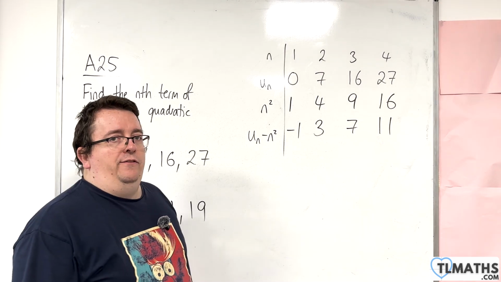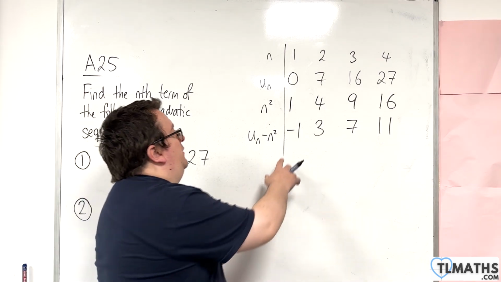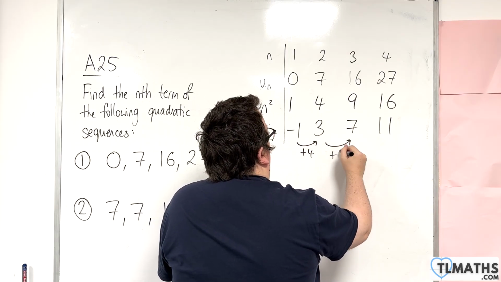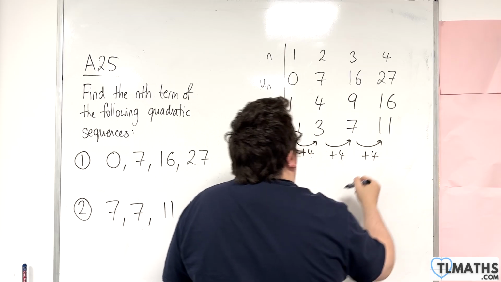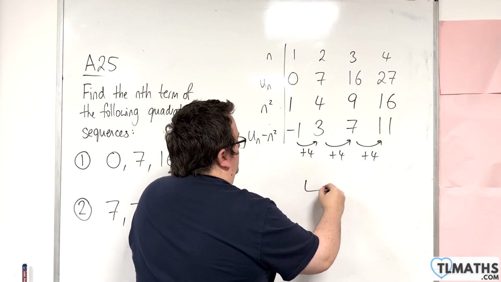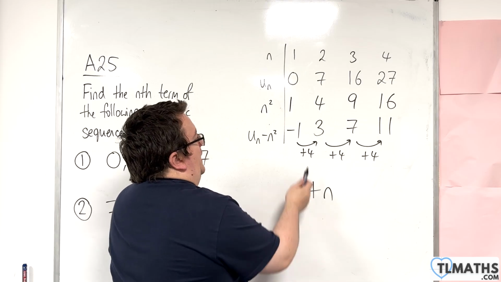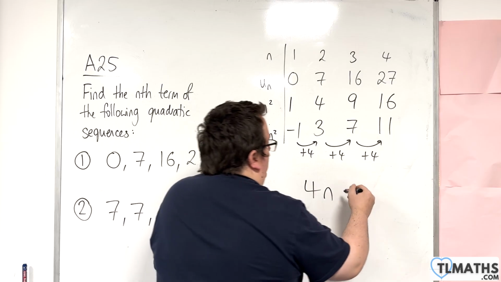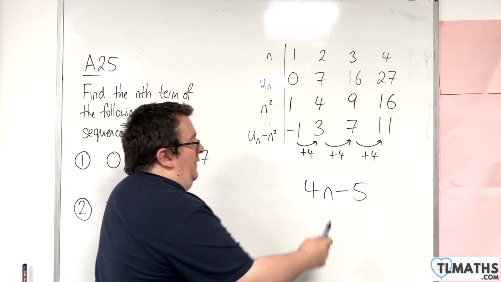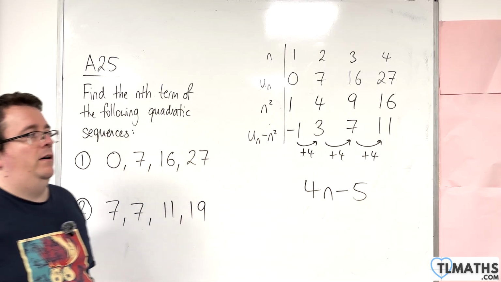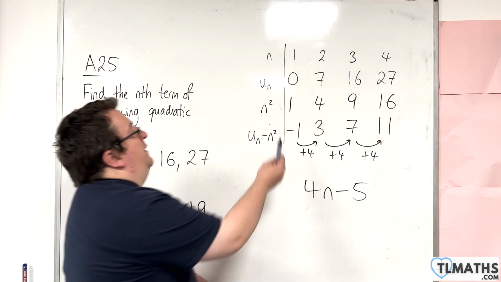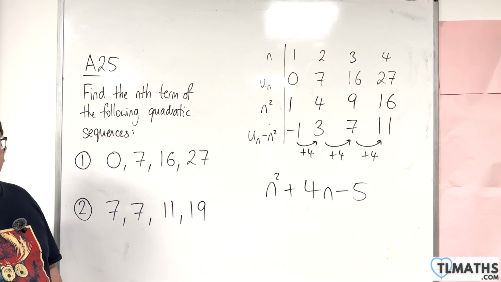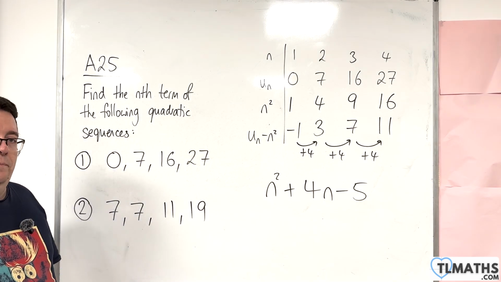So now we should have a linear sequence, an arithmetic sequence. We are adding on 4 there, adding on 4 there, adding on 4 there. So we know that the 4 goes in front of the n. And how do we get from 4 back to minus 1? Well, I need to subtract 5 in order to do that. So that's the linear part, the arithmetic part of the overall nth term. But don't forget, we had n squared in there as well. So it's n squared plus 4n take away 5. That's the nth term for number 1.